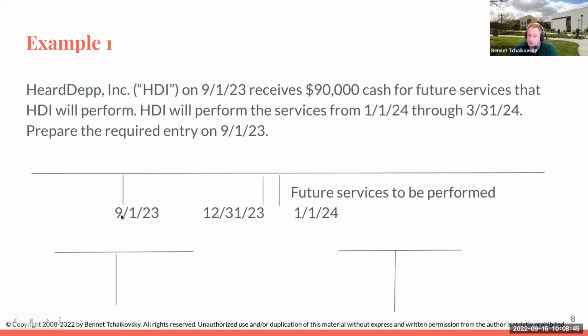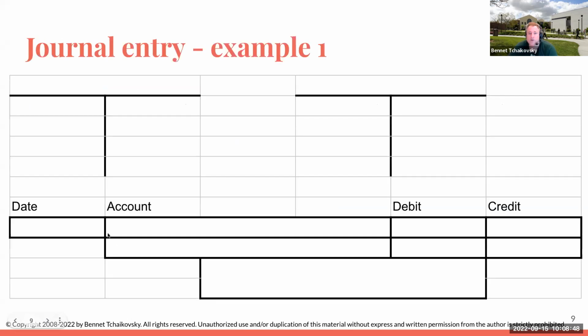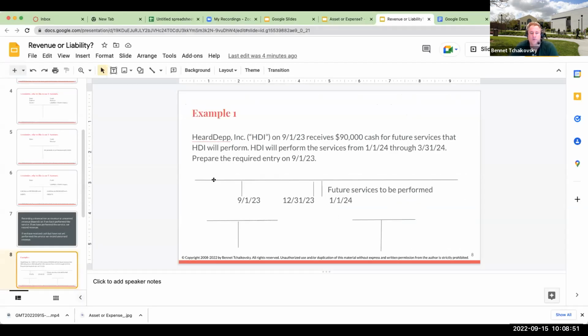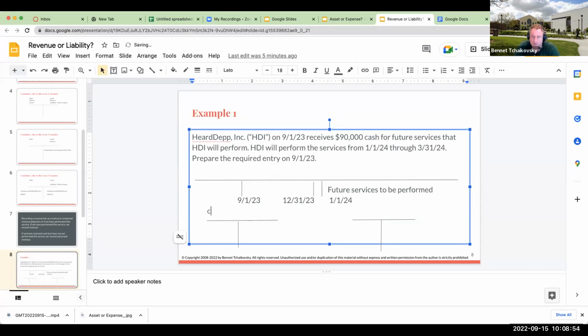But over here on September 1st, what's happening? Well, on September 1st, I am getting cash. So I know that I'm going to be receiving cash right over here in the amount of $90,000. Now, for every debit, I need a credit. Can I recognize revenue? The answer is going to be no. Why not? It's because I have not yet performed the services. The services are going to be performed in the future. So until I've actually performed them, I cannot recognize the revenue.